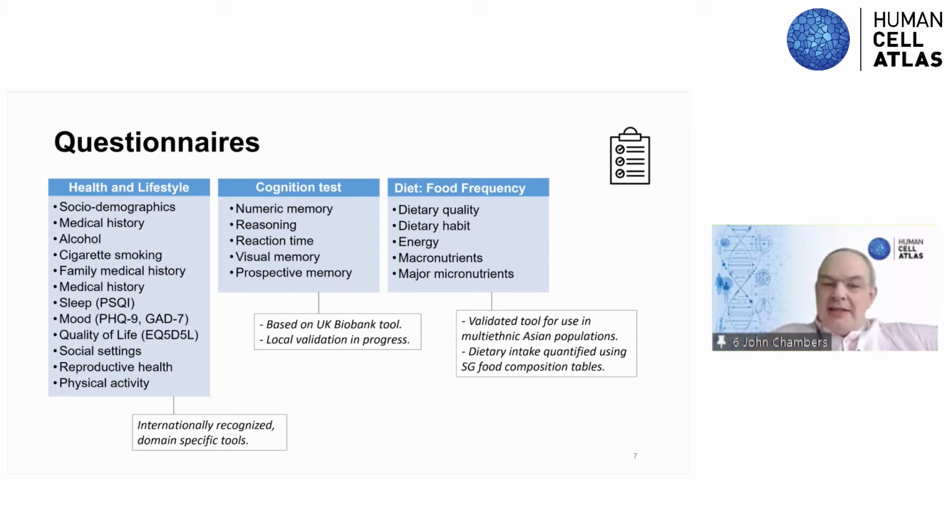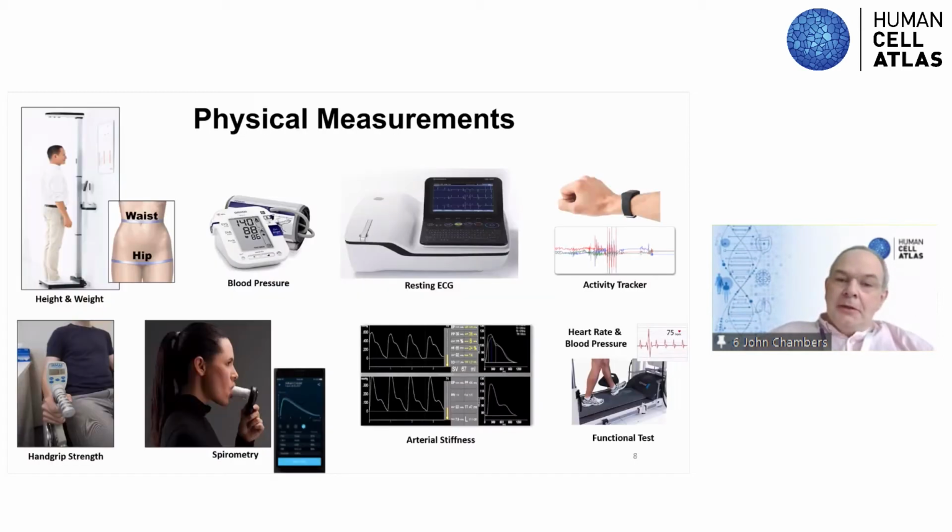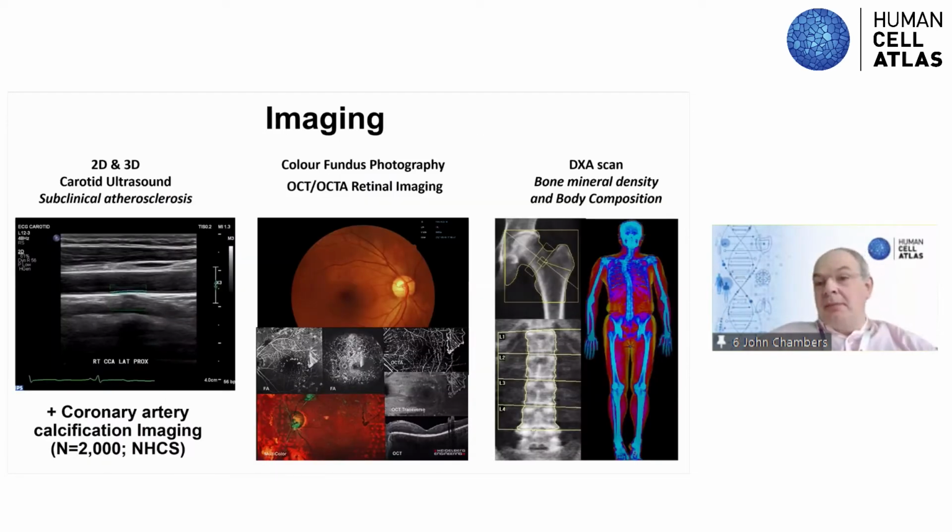The questionnaire set is summarized here. There's information on health and lifestyle, cognition, and diet through FFQ, using tools that are internationally standardized and also locally validated. Physical measurements are summarized here: height, weight, blood pressure, 12-lead ECG, hand grip strength, spirometry, arterial stiffness, and treadmill test. Pretty standard stuff for population studies, not where the real excitement's at. This is where it starts to become much more state-of-the-art and much more exciting.